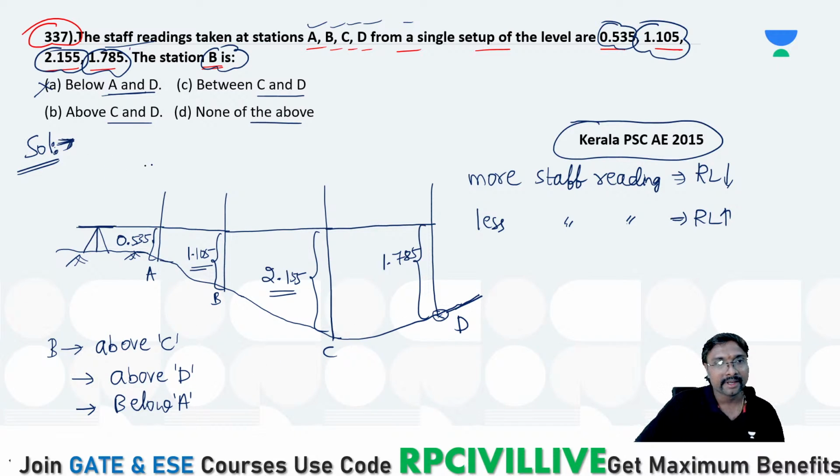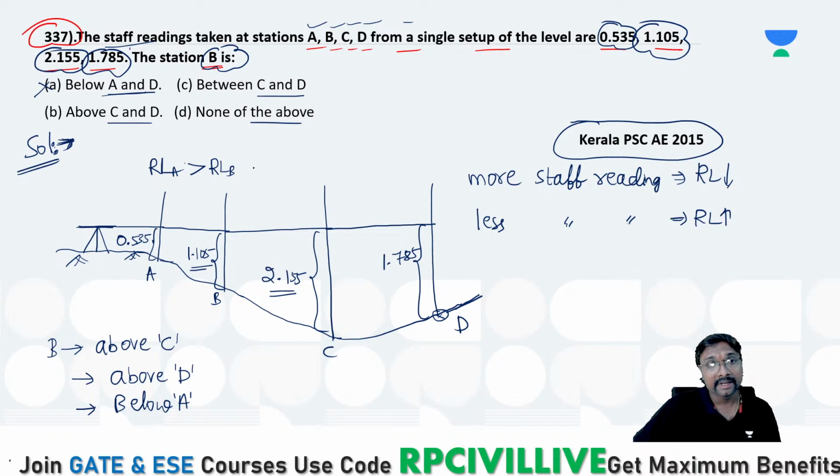So here, the reduced level of this B, if you just observe, will be which one? It is the reduced level of this A, because A is at higher elevation, lesser reading. B is at lower elevation, higher reading. So the reduced level of B is lesser, obviously, right? Because A has lesser reading, the reduced level is higher. B has higher reading, the reduced level is lesser. Yes, absolutely, correct.